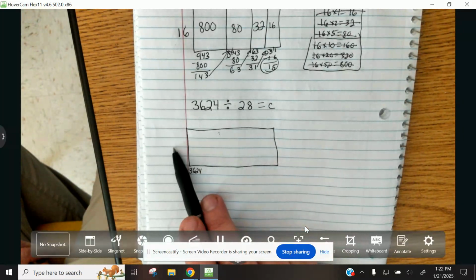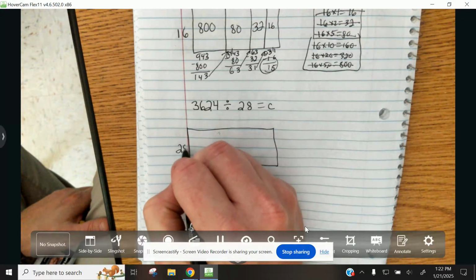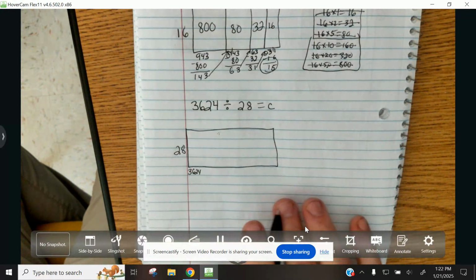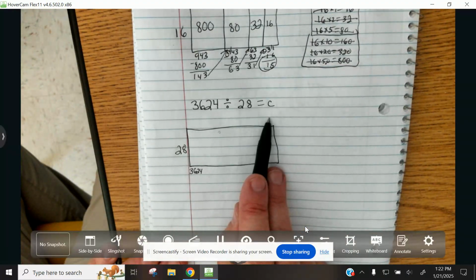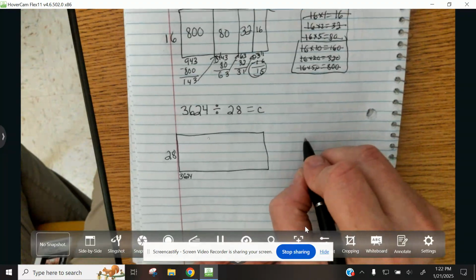My 28 is the same thing. This is how you use examples and notes to help you. Okay. From here, my length is what I'm going to figure out. That's my partial quotient. So I got to come over here and make my help box.